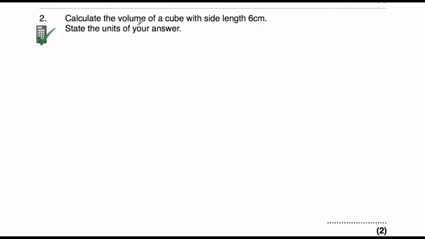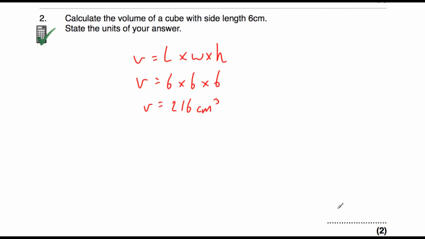So question number two says, calculate the volume of a cube with side length 6 centimeters, and we're to state the units of our answer. So the volume of a cuboid or a cube is the length times the width times the height. And this is a cube, so that means that all the side lengths are the same, 6 centimeters. So that's going to be 6 centimeters times 6 times 6. So the volume is equal to 6 times 6 times 6. And it is a calculator question, so we can do 6 times 6 times 6, or 6 cubed. And the answer would be the volume is equal to 216. And in terms of units, we're dealing in centimeters, so it's going to be centimeters cubed, or cube centimeters. So the answer is 216 centimeters cubed.